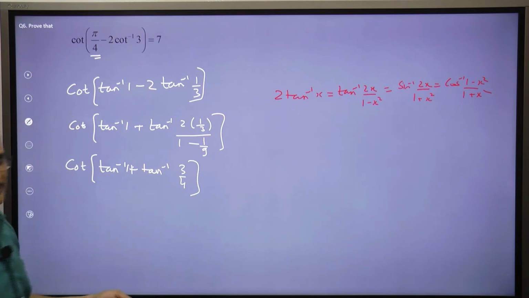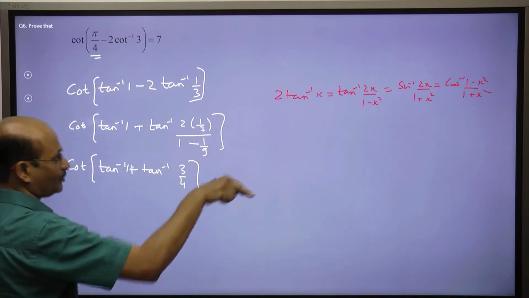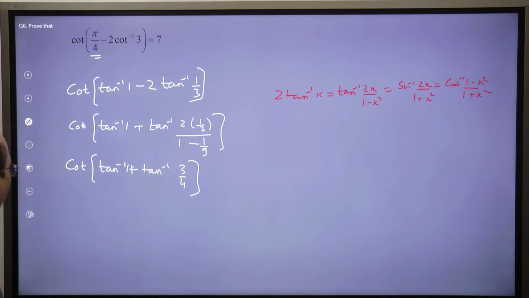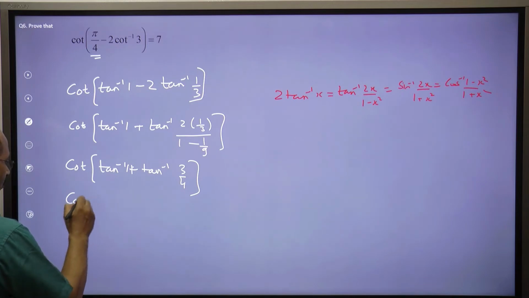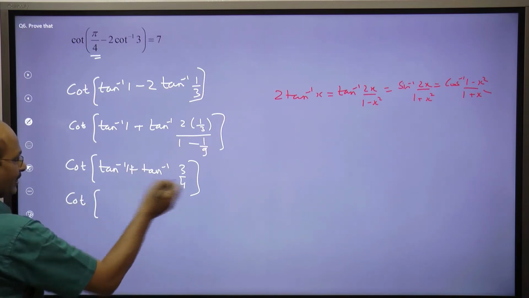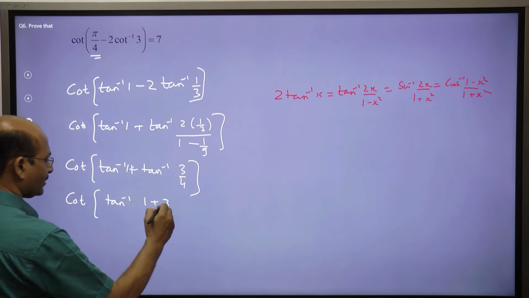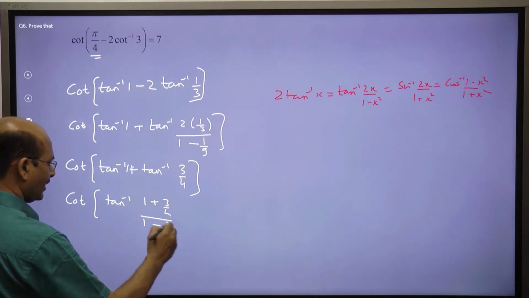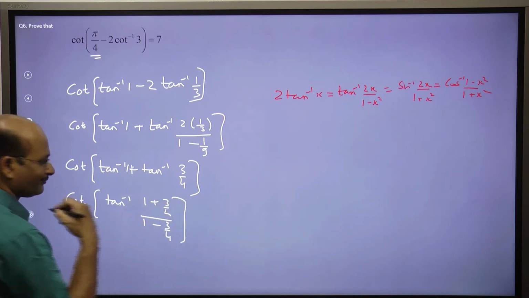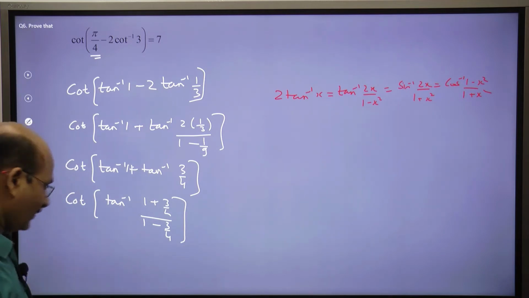You can simplify yourself. I did it mentally. But don't do it mentally in the board exam. Try to write it out and solve it so that there is no mistake at your end. So tan inverse x plus tan inverse y, everybody knows what we do. Cot of tan inverse x plus tan inverse y is tan inverse (x plus y) upon (1 minus xy). Don't you think it is much better?